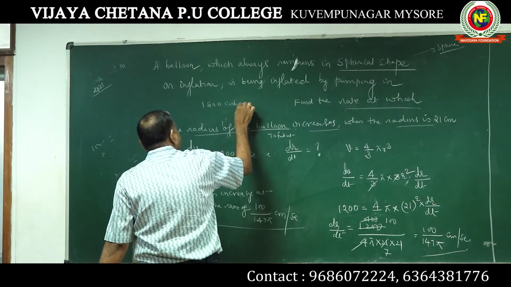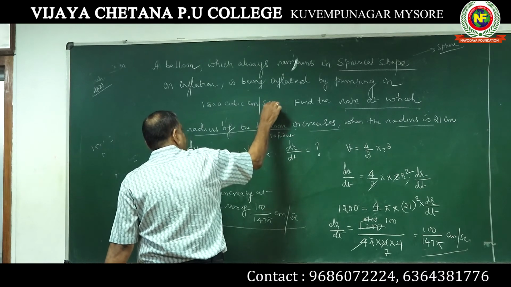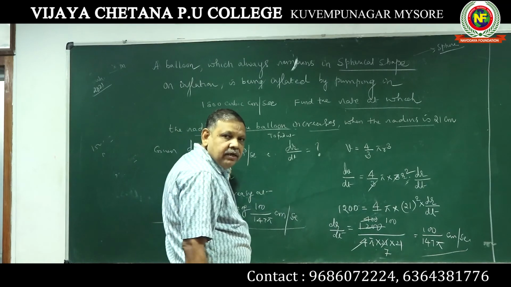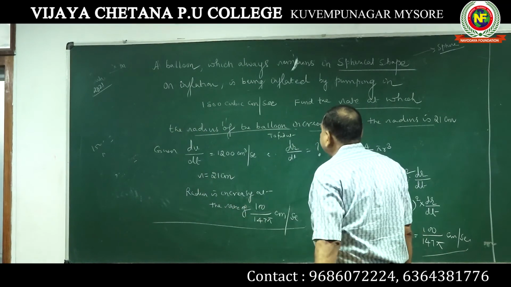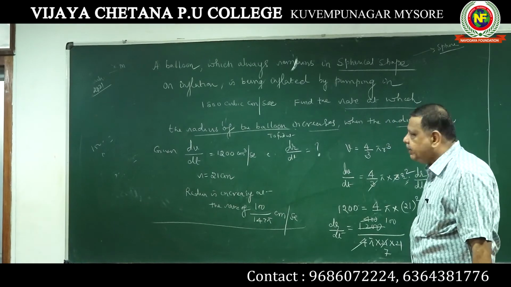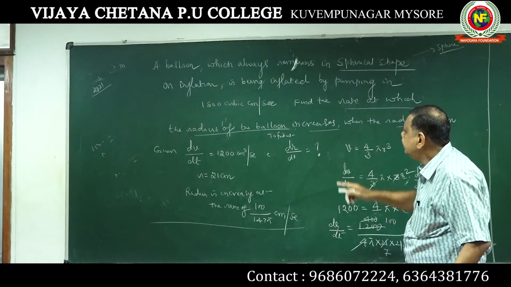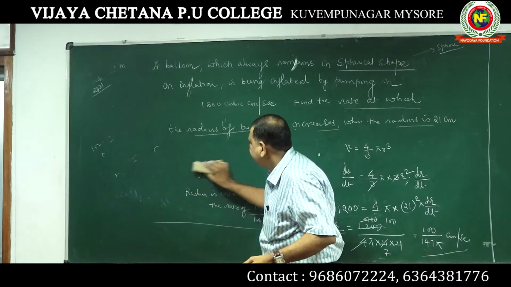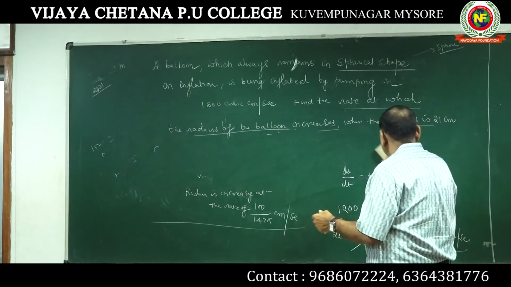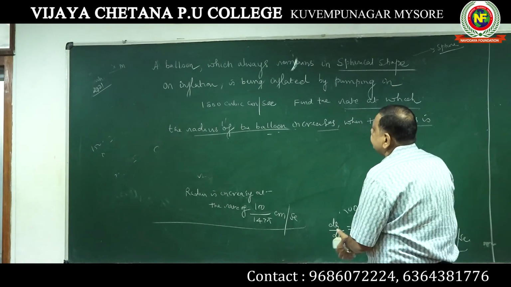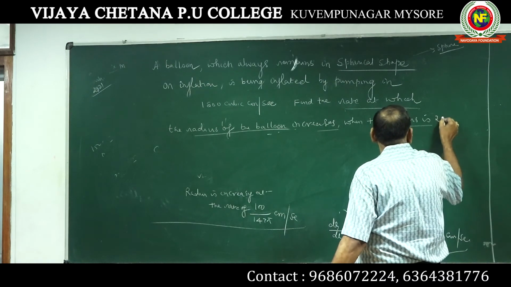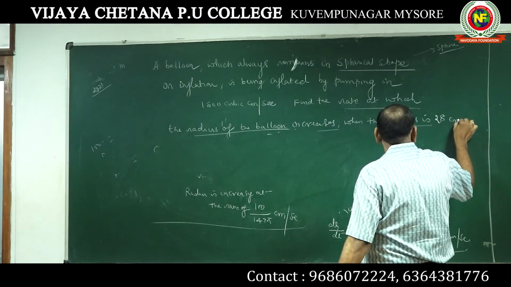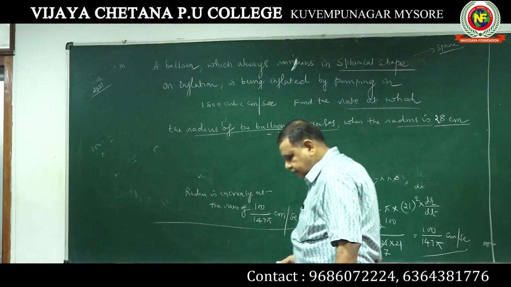1500 cubic centimeters per second. Take dV by dt as 1500 cubic centimeter per second. Find the rate at which the radius of the balloon increases when the radius is 28 centimeter. You can take down 28 centimeter.